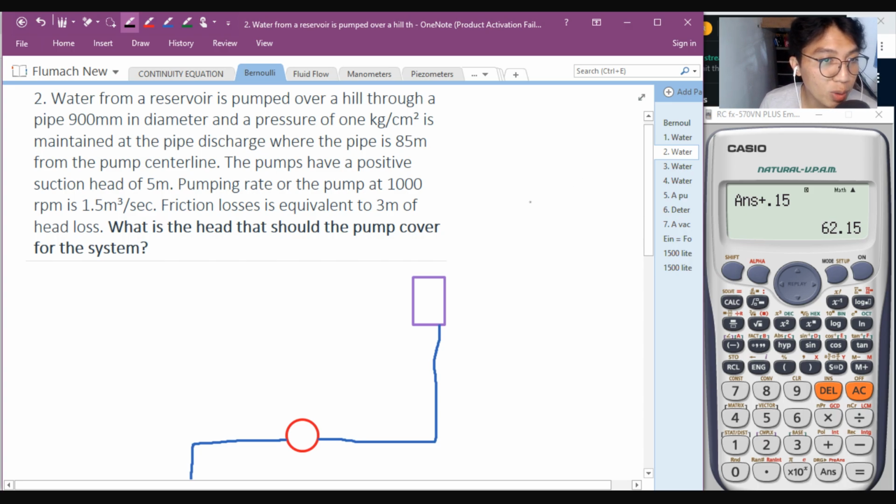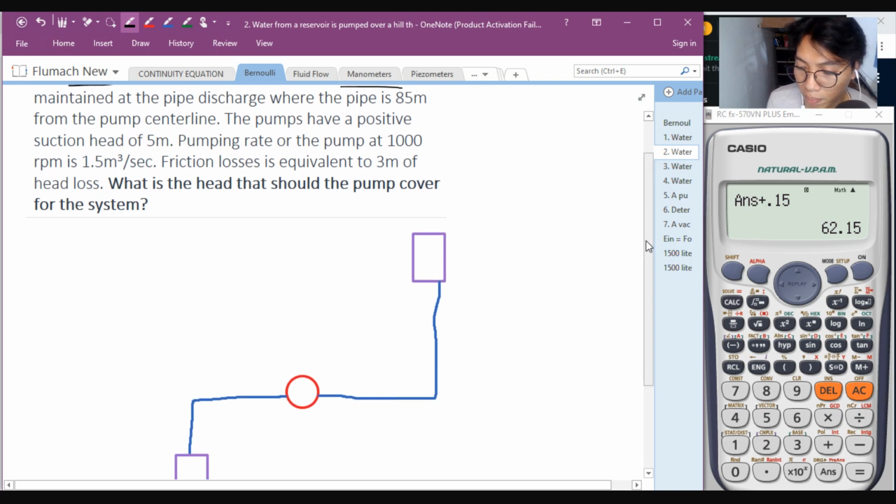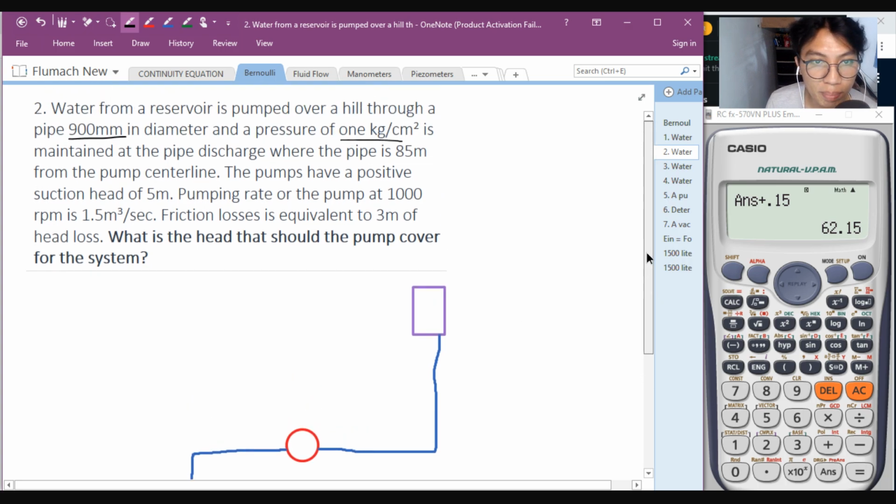Water from a reservoir is pumped over a hill through a pipe 900 millimeter in diameter and the pressure of 1 kilogram per cm squared. Okay? 1 kilogram per cm squared. So, ang binigay dito na pipe is, okay, nagbigay siya dyan ng size of the pipe 900 mm and then pressure suction is 1 kilogram per cm squared.